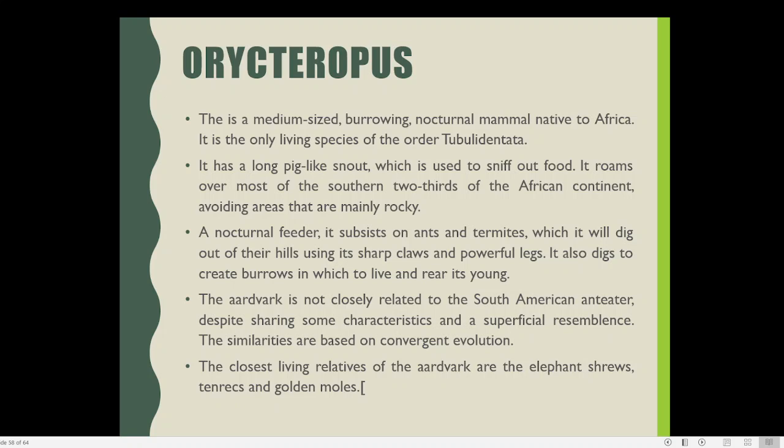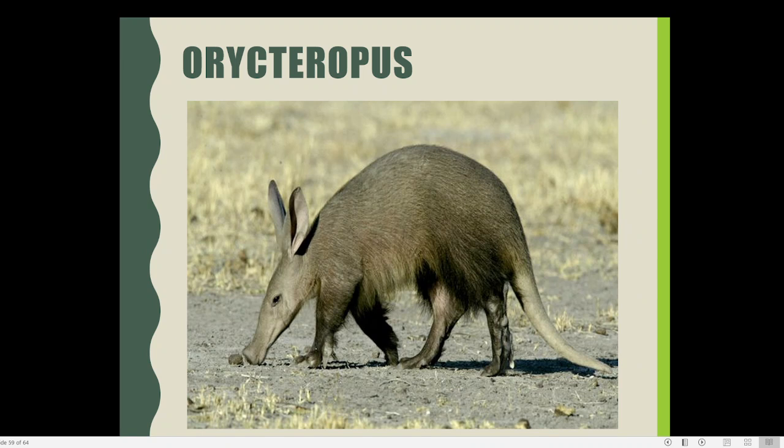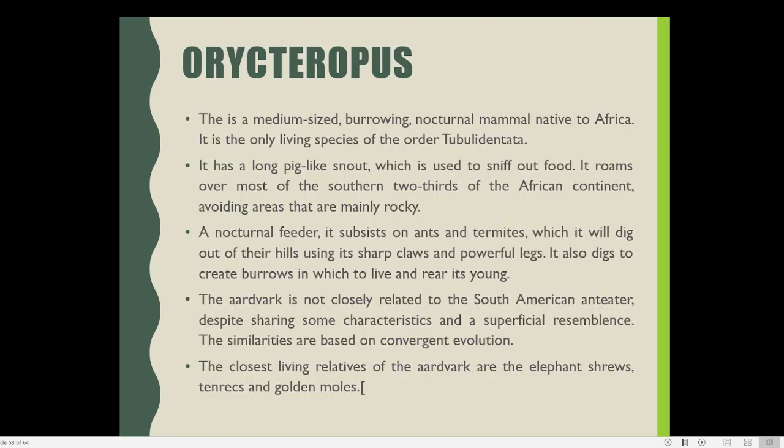They mainly feed on ants and termites, which they dig out of the hills using their sharp claws and powerful legs. Here you can see that their legs are very strong, and using those powerful legs and also because of the sniffing mouth, they are able to detect the presence of these ants and termites very easily. It also digs to create burrows in which it lives and rears its young.